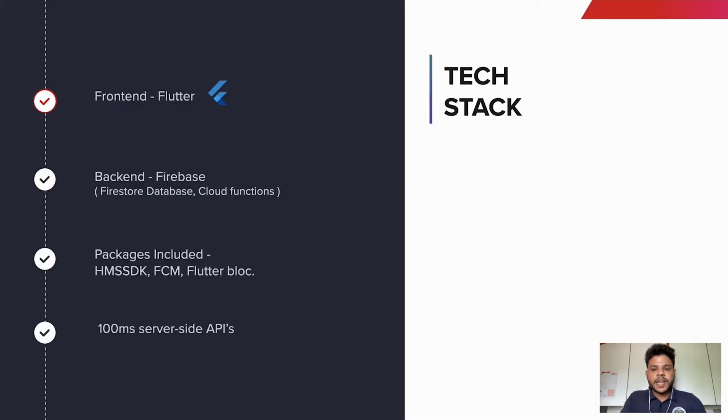Now, let's understand the tech stack we have used in this application. For the front end, we have used Flutter, and the backend is supported by Firebase. We have used the Firestore database and cloud functions. The core component among the packages in this application is the HMS SDK, which is provided by 100ms. Apart from this, we have also used Flutter Bloc for state management and FCM for Flutter notifications. We have also used the server-side APIs provided by 100ms. Now, I will request Asmit to take this presentation forward and explain what 100ms is.